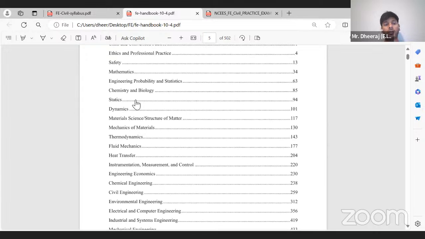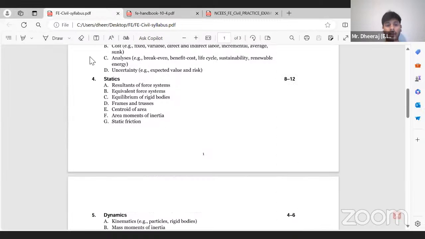When you go to the handbook, you have the statics and dynamics here. Go to that page number and see what is there in the syllabus. Again, go to the fundamentals of review book and see. Try to solve a few questions on each example. Let's say moment of inertia, solve a problem. Centroid, solve a problem. Try to solve like that, and again, do not memorize anything.